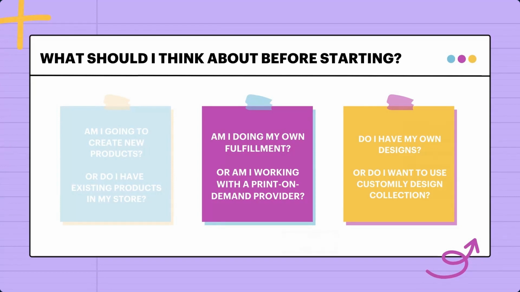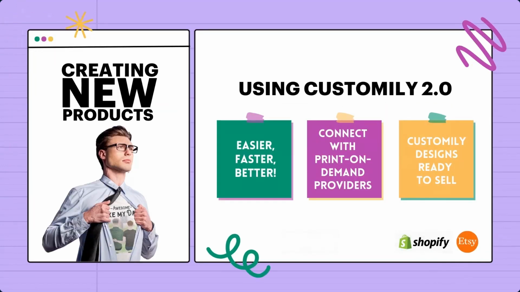These two questions will be the entry point to use what we call Customily 2.0. This is our latest update and will allow you to create new listings more easily, faster, and better. This option is only available for Etsy and Shopify stores. So, within Customily 2.0, we will have four ways of creating new products.